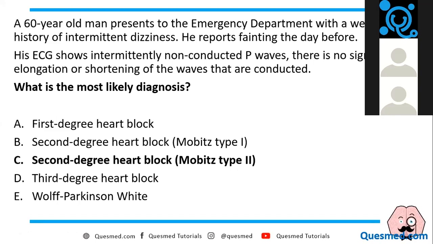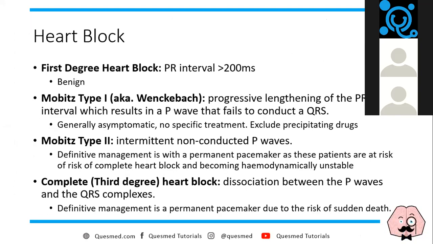In this question, it's telling you that the PR interval is constant. There are intermittently non-conducted P waves, and there's no sign of PR elongation or shortening. So the PR interval is the same throughout, but there are intermittently non-conducted P waves. And that is the definition of Mobitz type 2 heart block. I've laid it out on this slide.